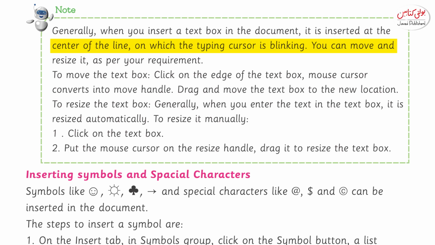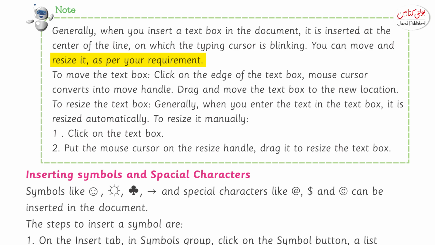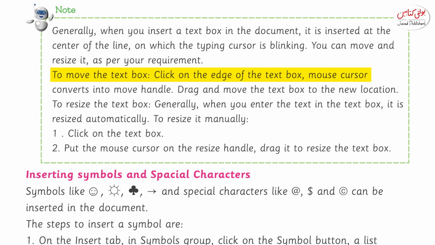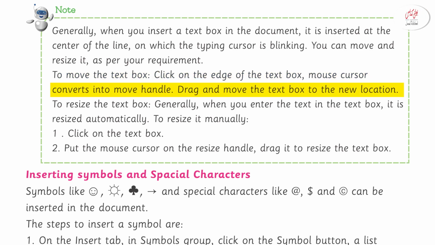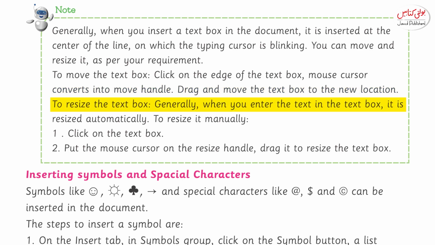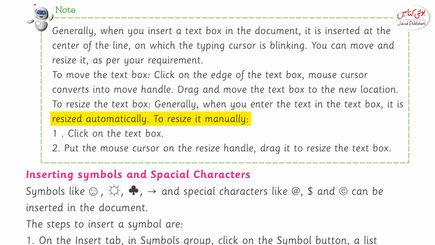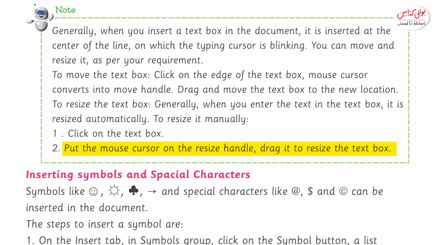You can move and resize it as per your requirement. To move the text box, click on the edge of the text box. The mouse cursor converts into a Move handle. Drag and move the text box to the new location. To resize the text box, generally when you enter the text in the text box, it is resized automatically. To resize it manually, click on the text box. Put the mouse cursor on the resize handle. Drag it to resize the text box.